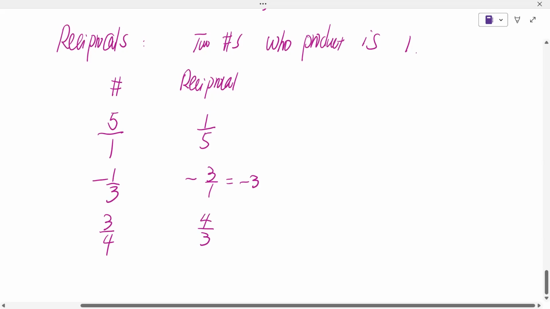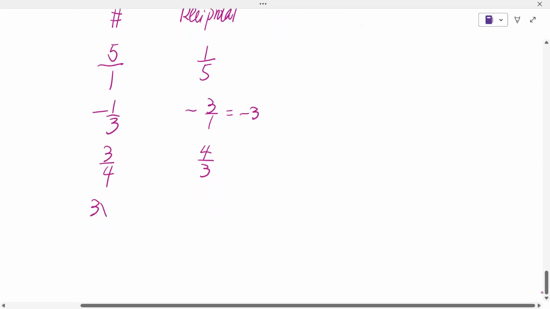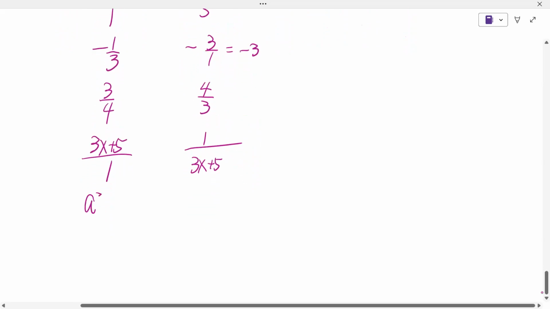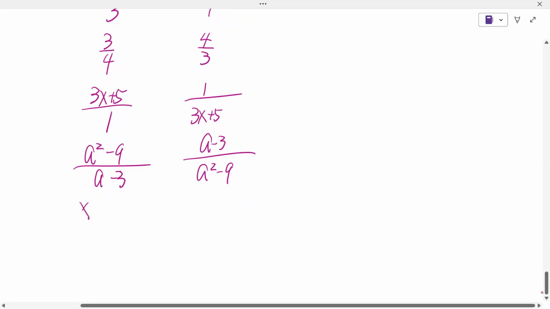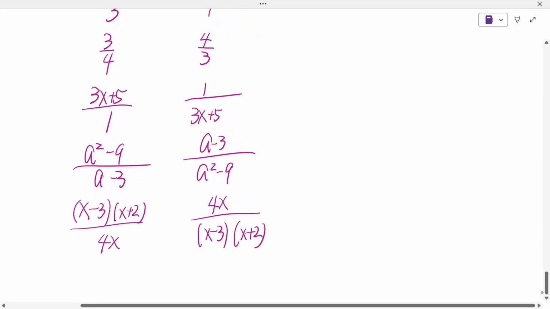Similarly, let's say we have an expression like 3x plus 5. We make this a fraction, and then the reciprocal will be 1 over 3x plus 5. And let's say something like a squared minus 9 over a minus 3. The reciprocal of this will be a minus 3 over a squared minus 9. And one last example: x minus 3 plus 2 on top, and the bottom is 4x. The reciprocal, we flip top and bottom, we get 4x over x minus 3 plus 2. So that's basically the concept of reciprocals.